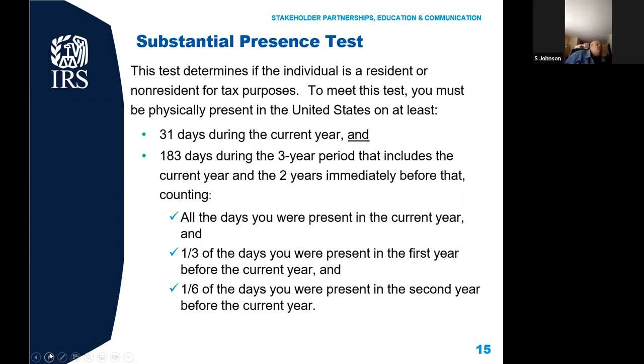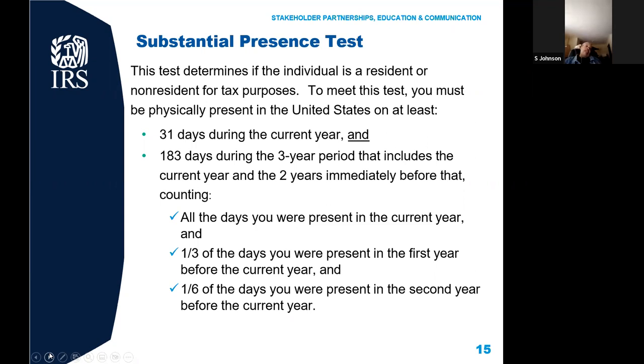If I have a party who came into the United States on January 1, 2023, and has not left the country and is planning to stay here all 365 days, they will be considered a U.S. resident for tax purposes only. If they stayed here 6 months, that's 180 days, they don't meet it.